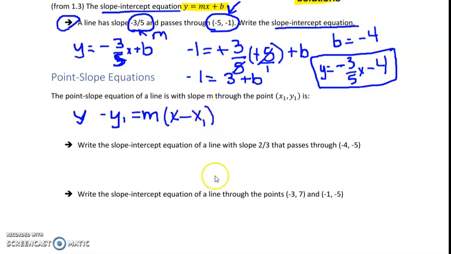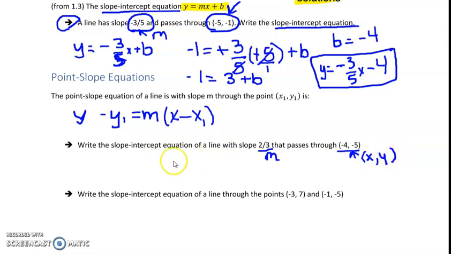Notice B isn't in here. B is embedded in this equation, but you don't have to solve for it to get the answer. So we're going to do a problem that is just like the one we just did, except with different numbers. We're writing the slope-intercept form of the equation where we're given the slope, the m, and a point, our x and y, that makes this true.